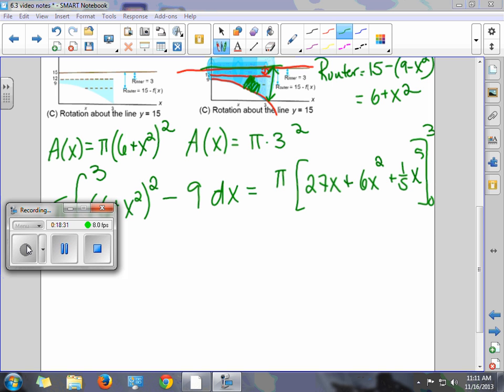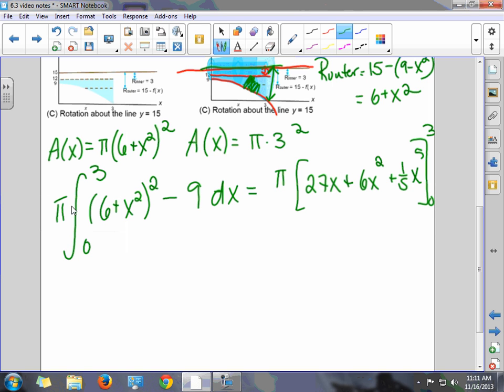Alright, I found my mistake. I apologize. Better than me fumbling around. So it seems that I don't know how to FOIL, because this now should have been, after I FOILed, 12x squared, which after I integrated would give me 4x cubed. There we go. And then I'll get my answer. And it ends up being 1188 pi over 5.